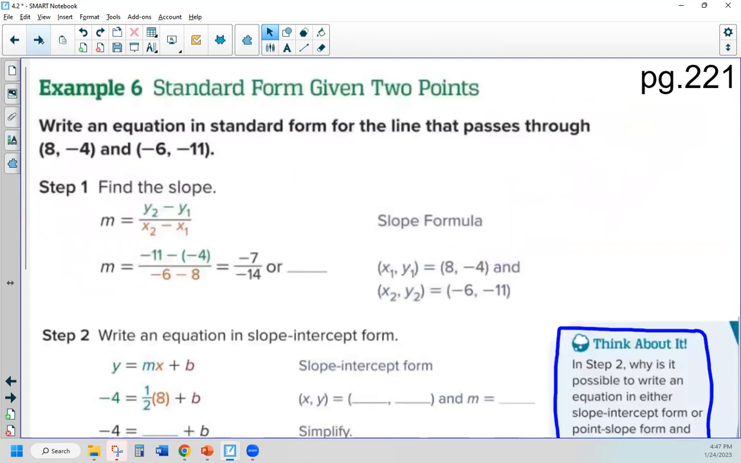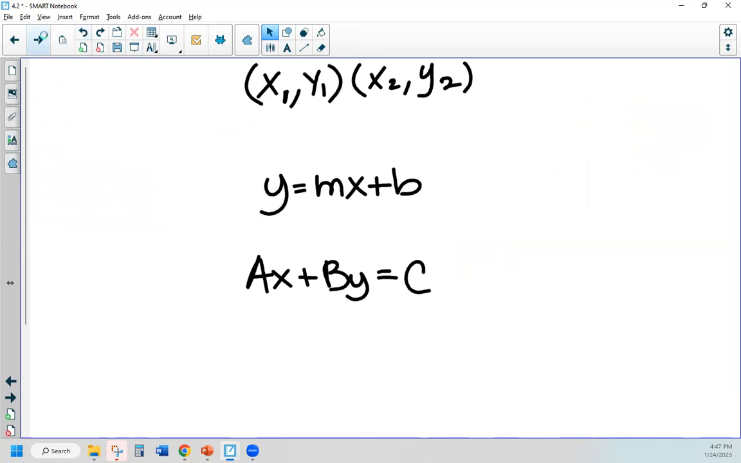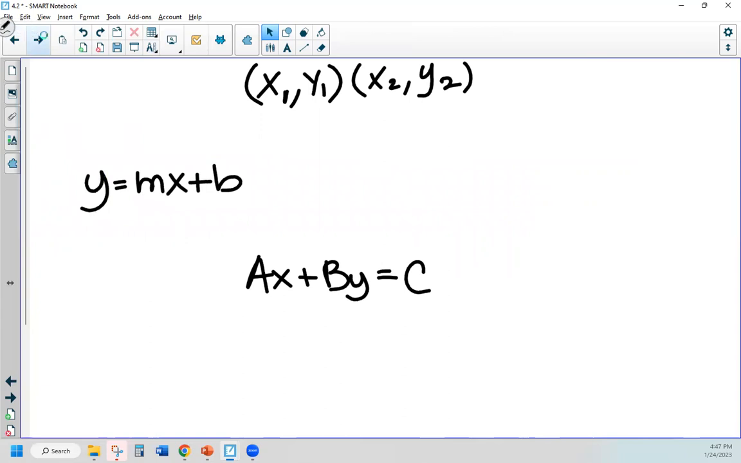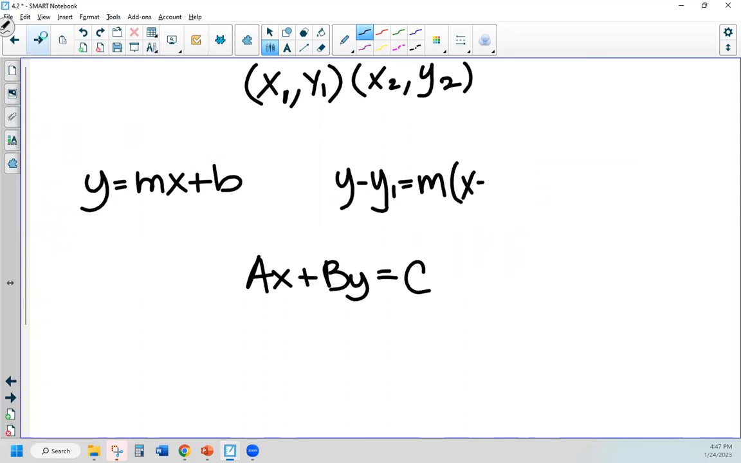All right, example number 6, standard form with given 2 points. When we get 2 points, they want us to make it into standard form. Let me give you a visual of what we're about to do right now. So it's not x minus x1. It's y minus y1 equals slope times x minus x1. Okay, so here's a visual about what's about to happen right now.